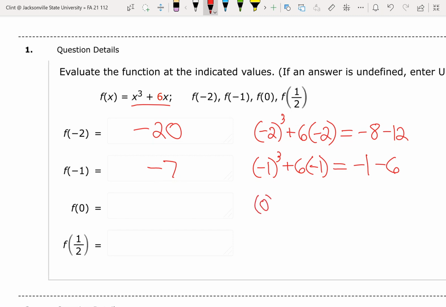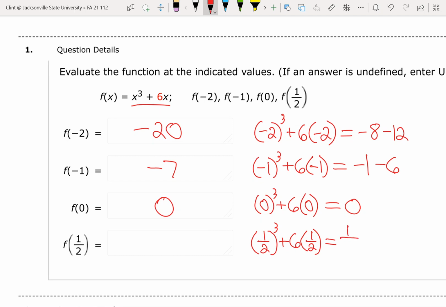0 is pretty easy. We have 0 cubed plus 6 times 0, which is 0. 1/2 is a little trickier. Feel free to use a calculator. To raise a fraction to a power, you raise the top and bottom to that power. So 1 cubed is 1, 2 cubed is 8, and 6 times a half is 3. We've got 3 and 1/8, or 25 over 8 as an improper fraction.